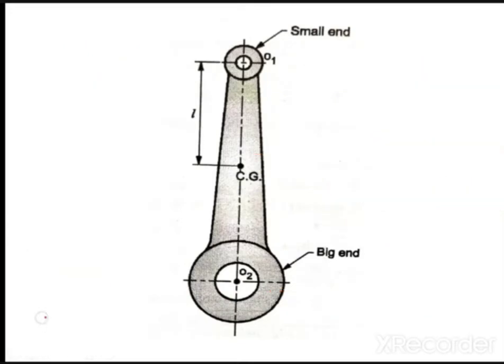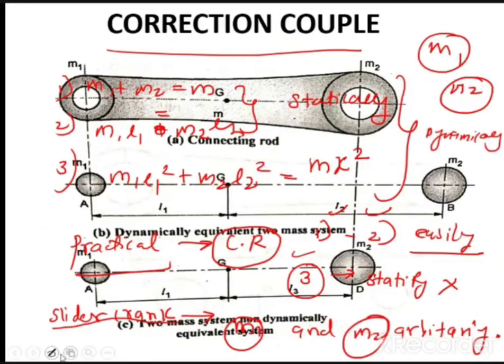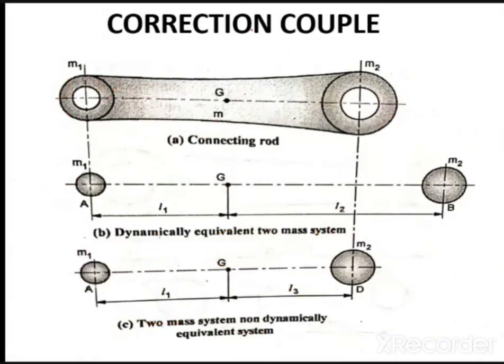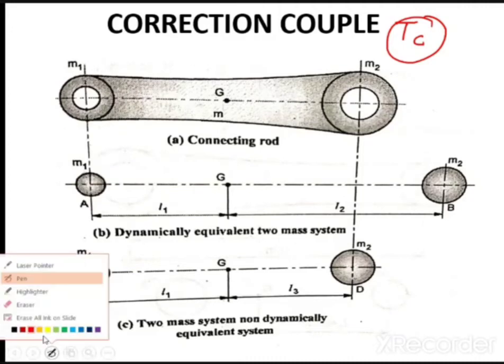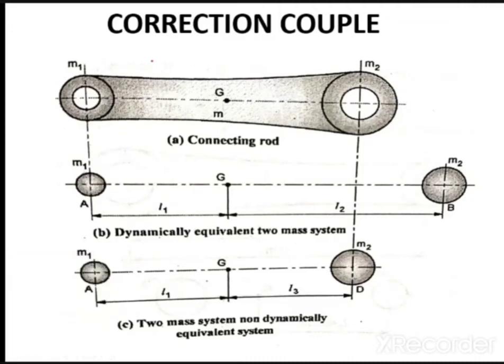So that is why, in the practical case, we apply the correction couple. What is that correction couple? That correction couple is nothing but the torque denoted by Tc. So this Tc is the correction couple which we have to apply. Now, what is this correction couple? Try to understand before I derive. This correction couple Tc is nothing but the difference T1 minus T2.